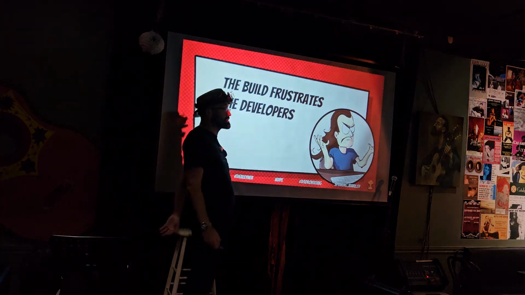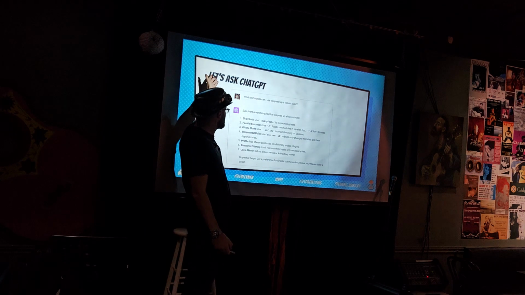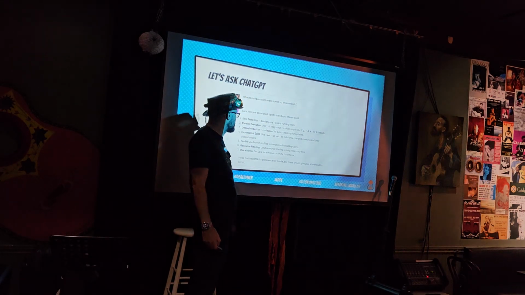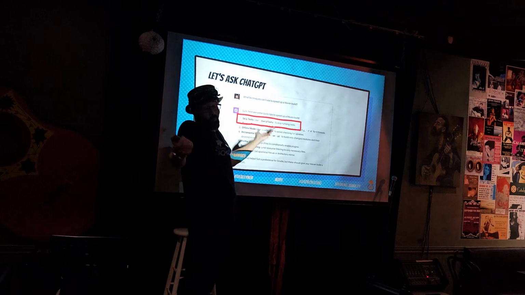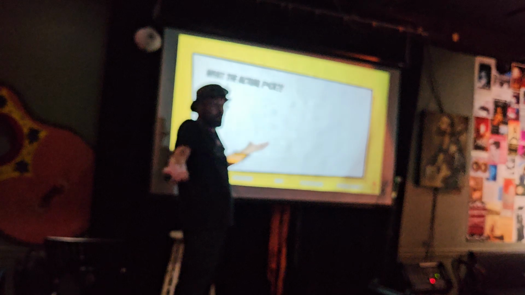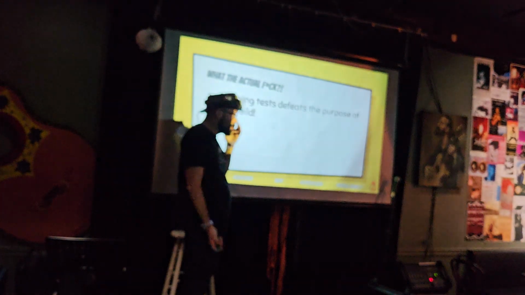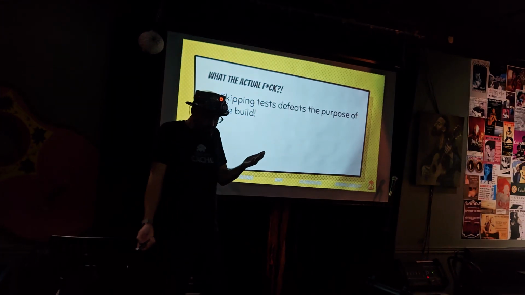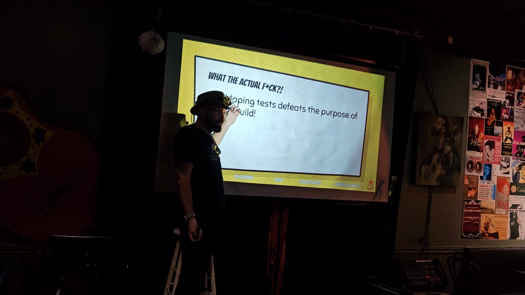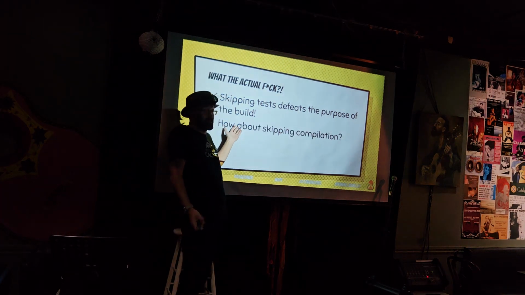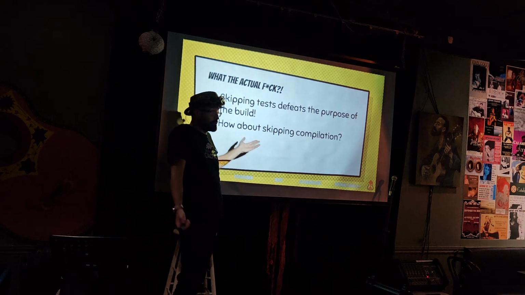So the build frustrates the developers, and here's the idea of ChatGPT of how to speed up a Maven build. First item, skip tests. And I'm going like, what the actual hell? The whole idea of the build is to get feedback. If I skip the test, I defeat the entire purpose. Maybe I should skip compilation as well? I mean, what can possibly go wrong?